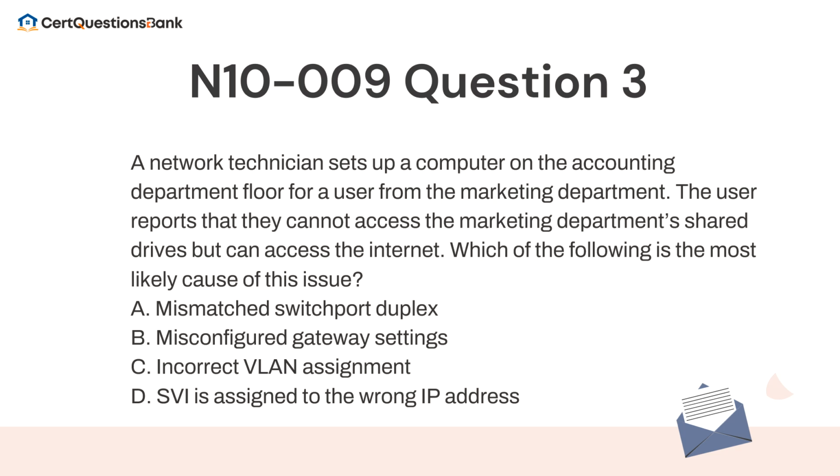A network technician sets up a computer on the accounting department floor for a user from the marketing department. The user reports that they cannot access the marketing department's shared drives but can access the internet. Which of the following is the most likely cause of this issue? A. Mismatched switch port duplex. B. Misconfigured gateway settings. C. Incorrect VLAN assignment. D. DHCP server is assigned to the wrong IP address.